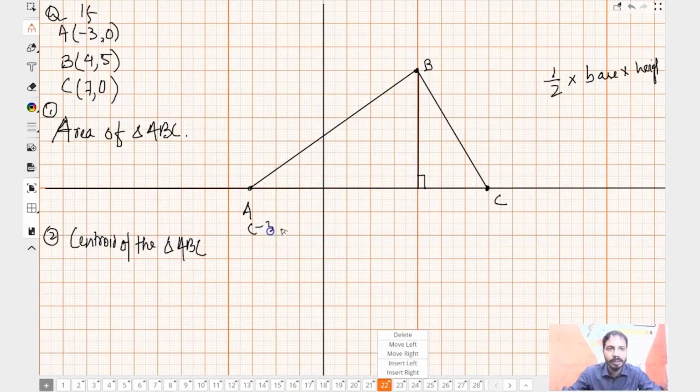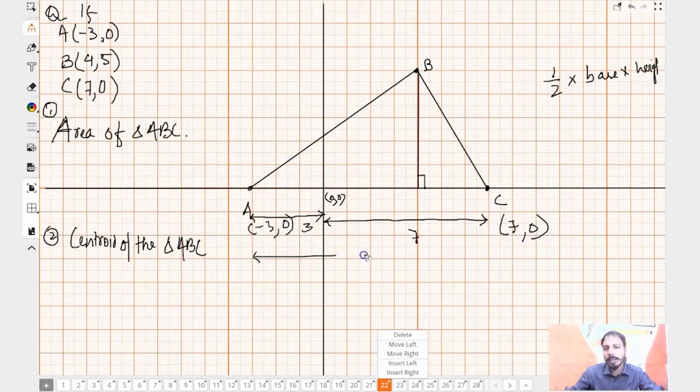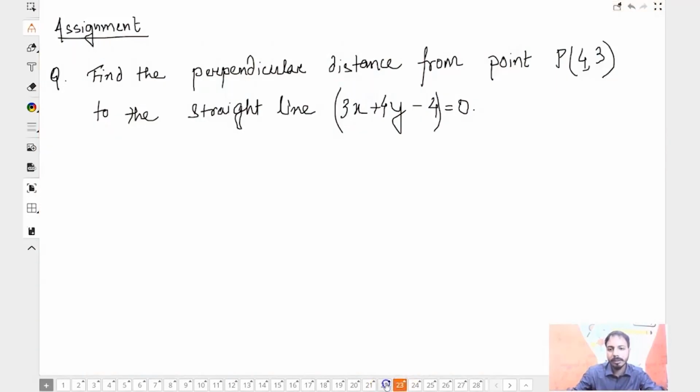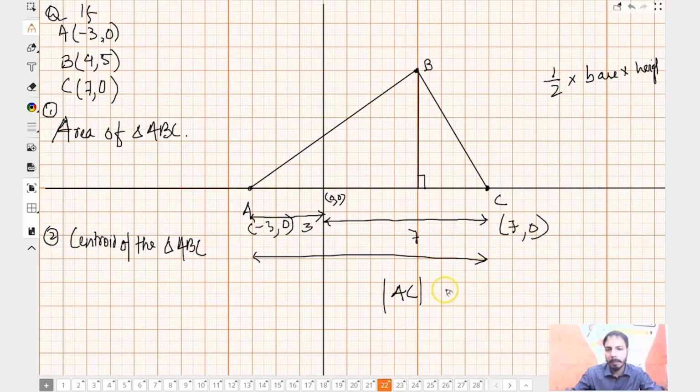This is given as -3 and 0, and this is given as 7 and 0. That means this is the origin, 0, 0. So from here, the abscissa is 7, and from here, this is 3. So what is the total distance? This is the base of this triangle. That means AC is nothing but 7 minus -3, that means x1 minus x2. So that is nothing but 10. So this base is 10.